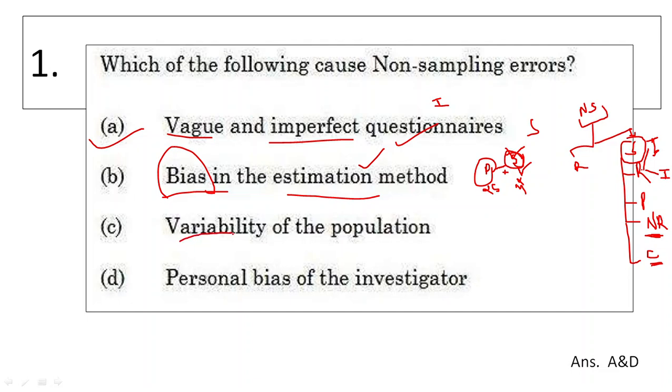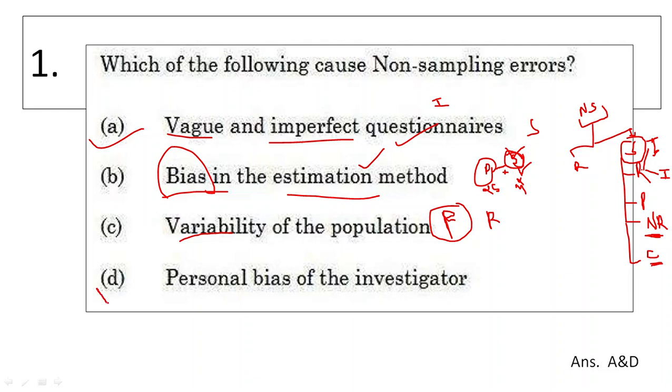Same goes with the variability of the population. If the population is so variable that it is difficult to have a sample representative of the whole population, then it is also a sampling error, because whatever sample you choose, that will not represent the entire population.